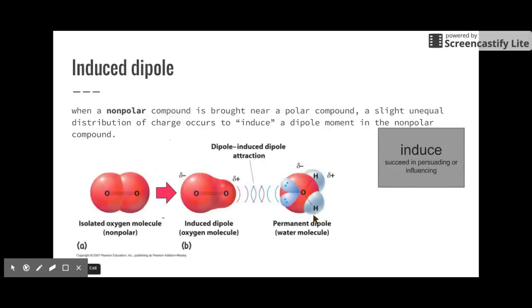The last one is an induced dipole. Induced literally means to persuade, and that's what that means. We can take a non-polar bond and persuade it to be polar by bringing it near a polar molecule. So this polar water is influencing this non-polar molecule by pushing its electrons away to the other side. Or we can do that oppositely as well. So an induced dipole is literally where we trick or persuade or influence them.